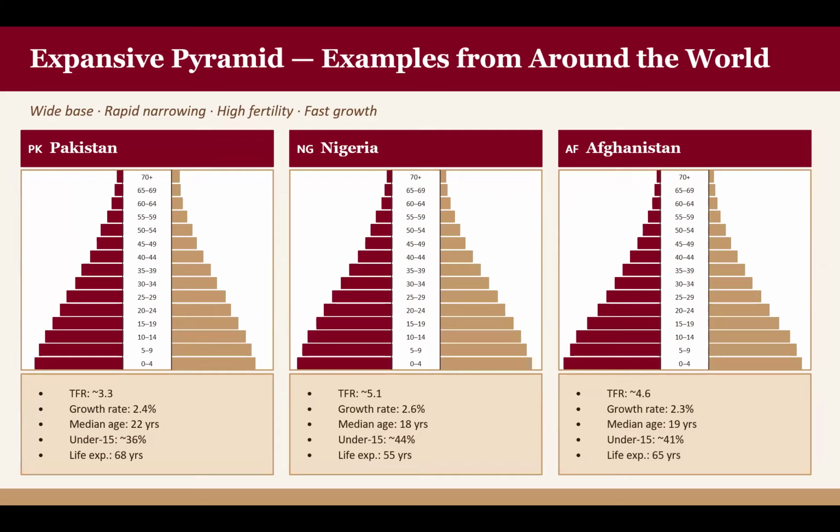So we have the expansive pyramid, and in these expansive pyramids we have a wide base and rapid narrowing at the upper side, which shows high fertility and fast growth. The examples are Pakistan, Nigeria, and Afghanistan, and they nearly show the same shaped pyramids, with a wide base and then tapering down till the top.